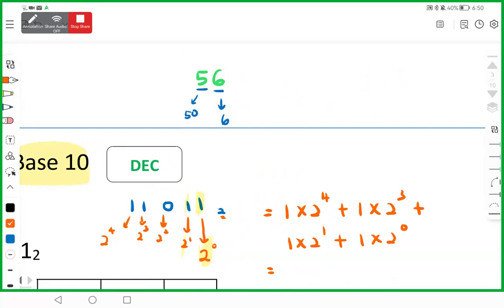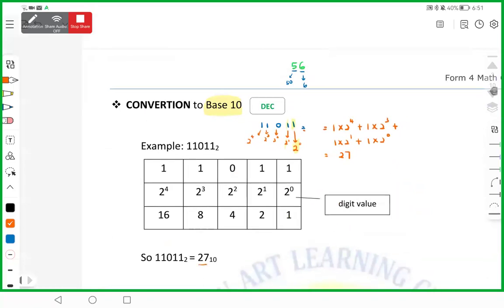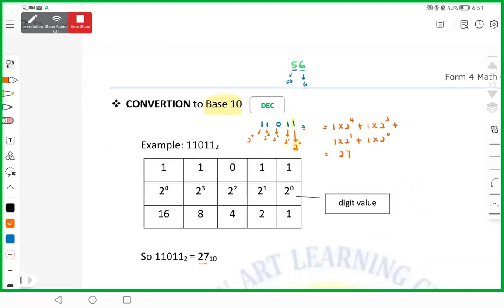Just calculate on it. 1 times 2 power to 4 plus 1 times 2 power to 3. It's 27. It's 27 in base 10. Let's check. Yes, you got it. It's 27. All right.